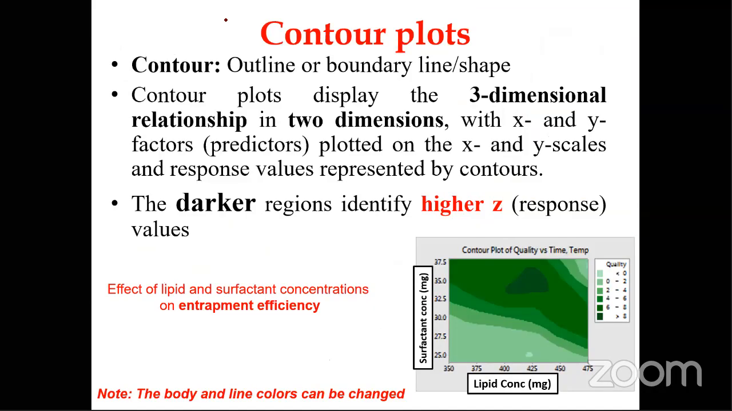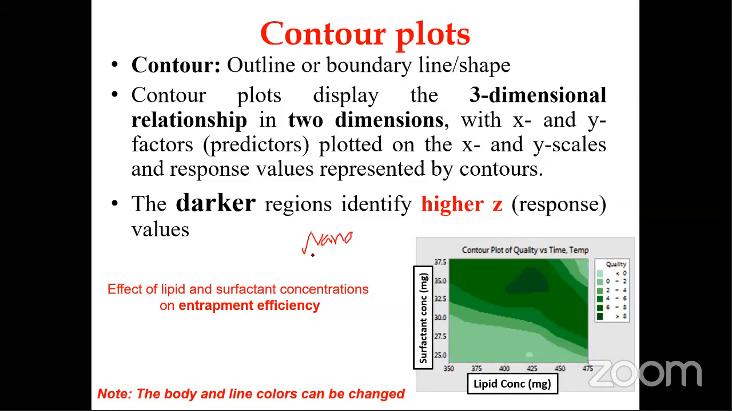When it comes to contour plots, also called outline or boundary plots, the name indicates it: contour means boundary. It is a boundary. So these plots basically display a three-dimensional relationship in two dimensions. What exactly it is, I'll tell you here. Take this graph as an example. Take nanoparticles, size in nano.